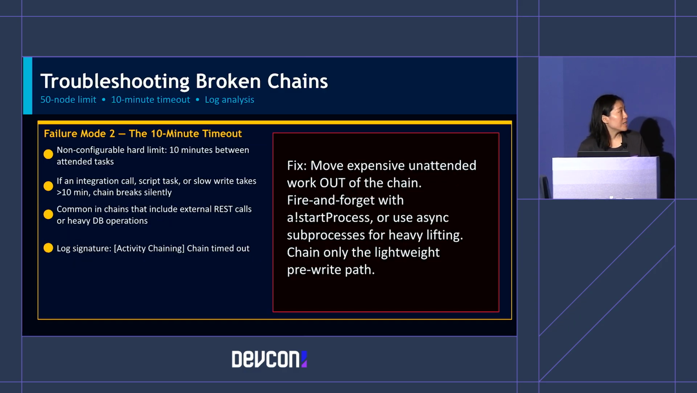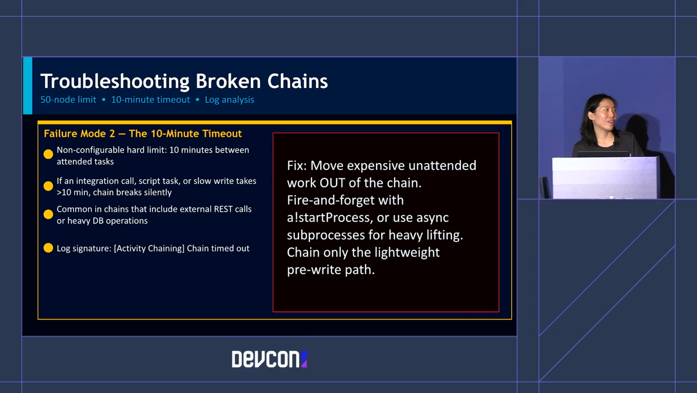The second failure mode is the 10-minute timeout. If an attended task is not reached within 10 minutes of starting that activity chain, the chain will break silently. This is most common in processes with API calls or really heavy database operations or complex subprocess logic that may take a really long time to load. And if we've decided to activity chain through that, then there's the risk of the 10-minute timeout.